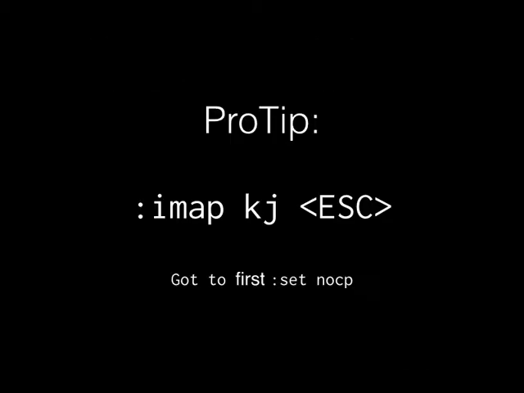Okay, tip number 3 is you can type this command: :imap kj escape in capitals. But first, type this command first, because it won't work otherwise, right? What does this do? I love this command. This is one of my favorite commands, right? So I'll show you what it does right now.